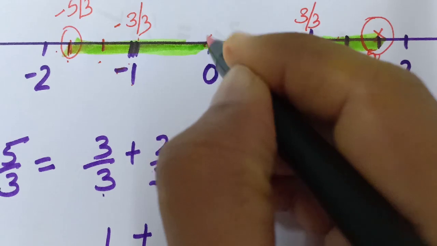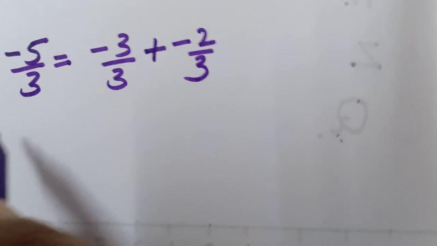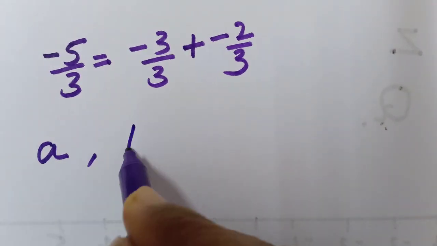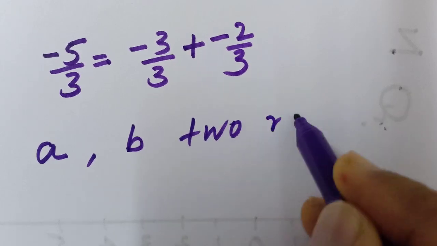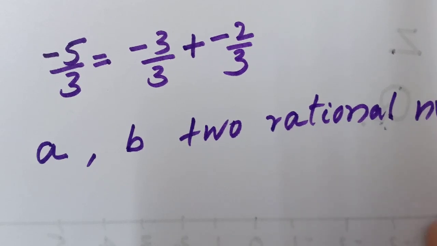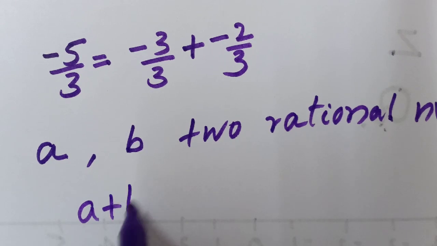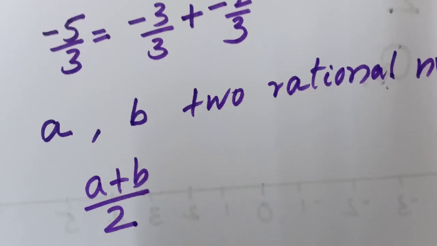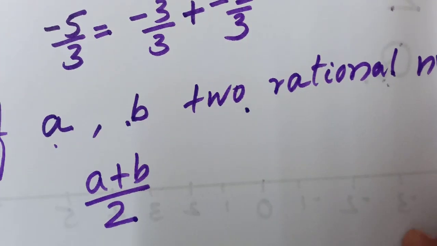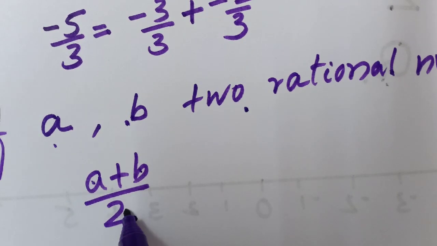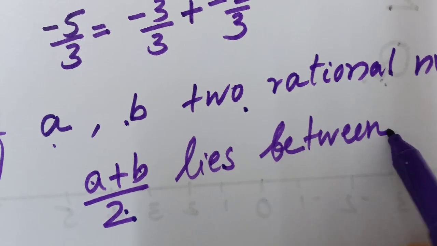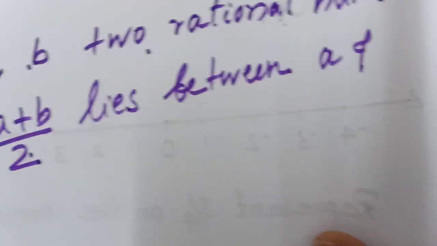Understand? This is 0. Got it? Do you know, if A and B are two rational numbers, then (A plus B) by 2 lies between A and B.